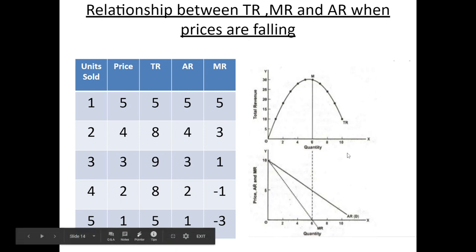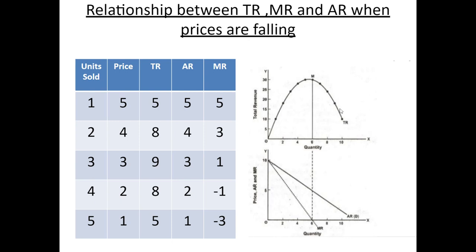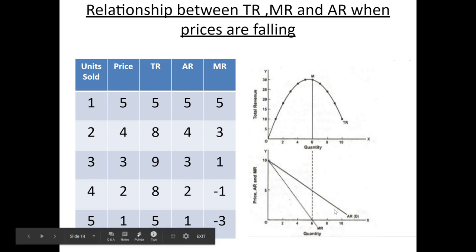This is the relationship between TR, MR, and AR when prices are falling. That TR is inverse U shape, MR and AR are downward sloping, but the rate of change in MR is more than the rate of change in AR. Also, the point where MR reaches 0 is the point where TR reaches its maximum.